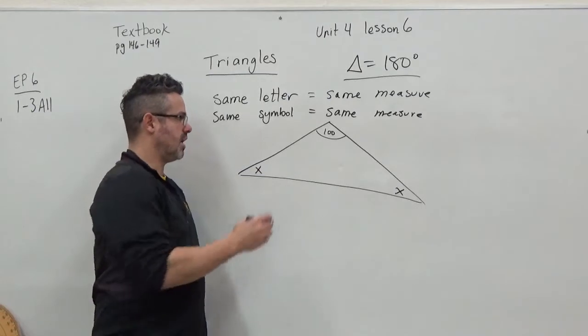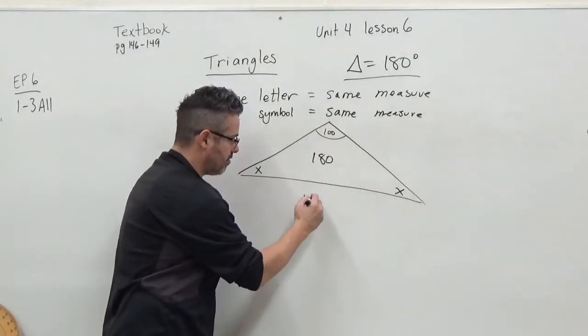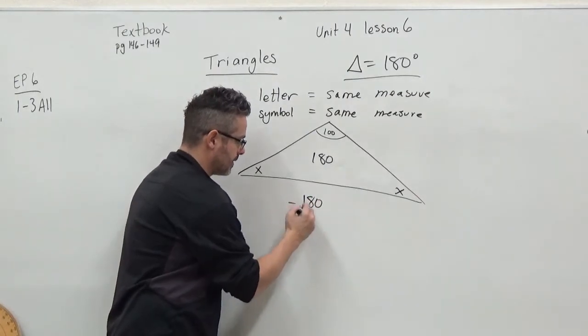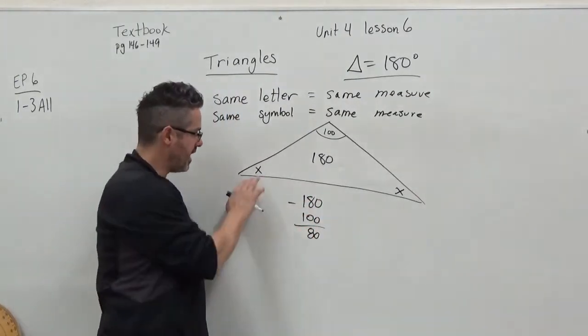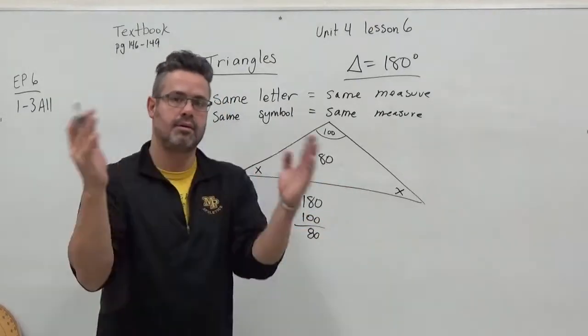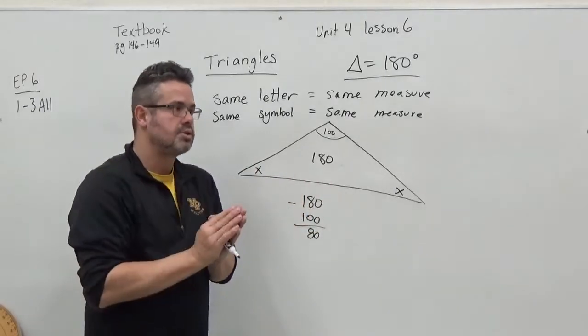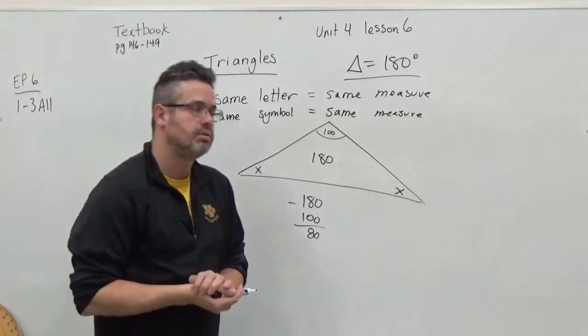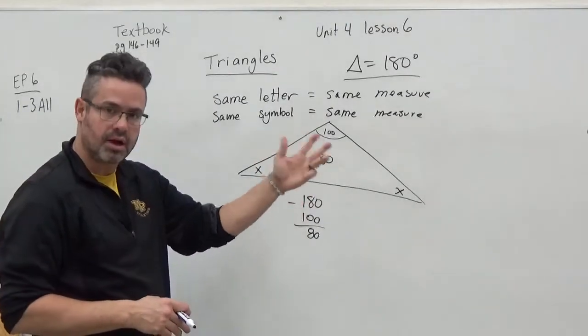We know that there's 180 in total in here, so let's take what we have off. 180 minus 100 leaves us with 80. Okay, so we have 80 split up between two angles. Split up though. So the word split up should give you a hint as to what operation to use. Add, subtract, multiply, or divide.